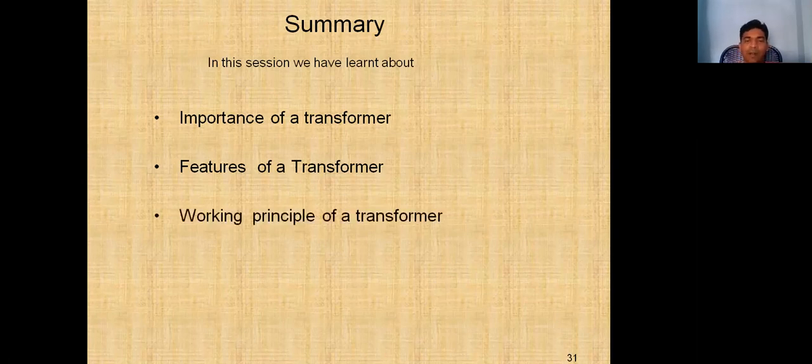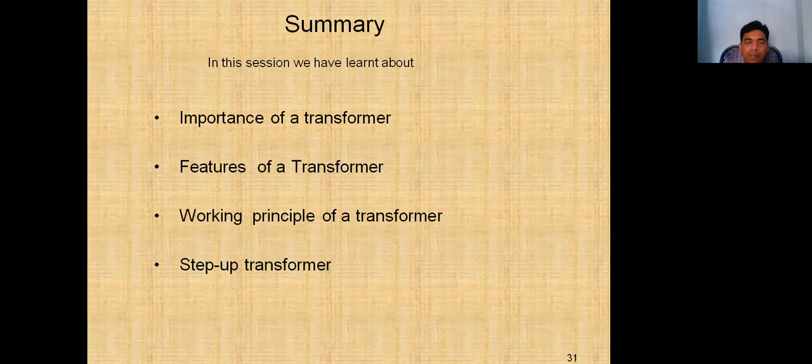Working principle of a transformer. When we give the supply to the primary winding, flux is produced in the primary winding. This flux passes through the core and cuts the secondary winding, and EMF is induced in the secondary winding, by Faraday's law of electromagnetic induction and the mutual induction principle.